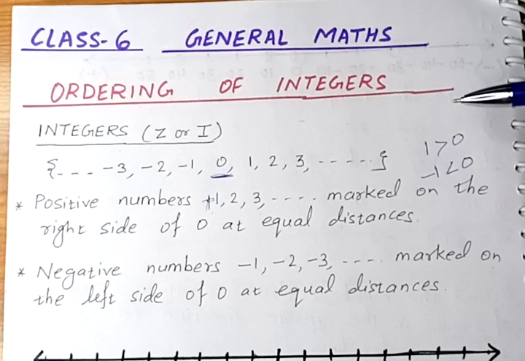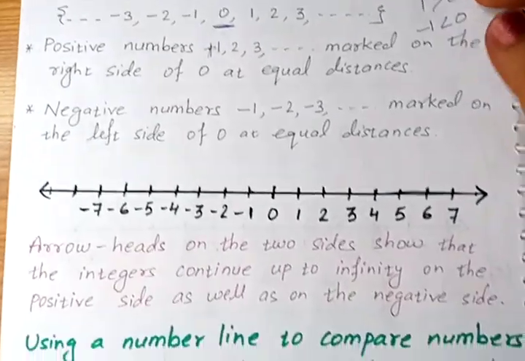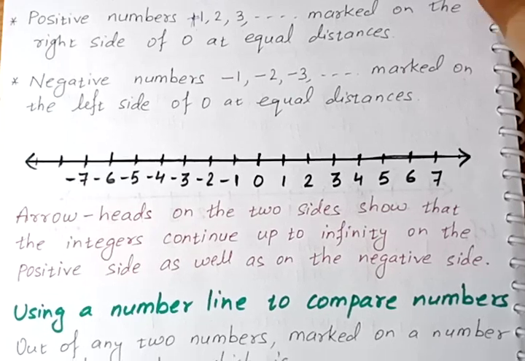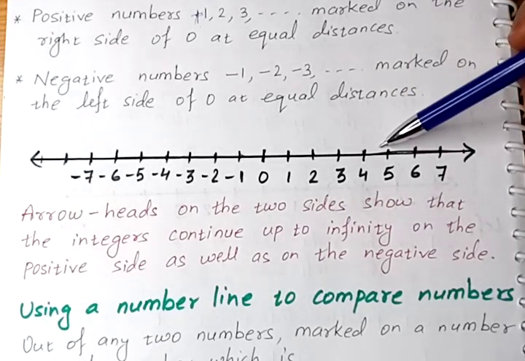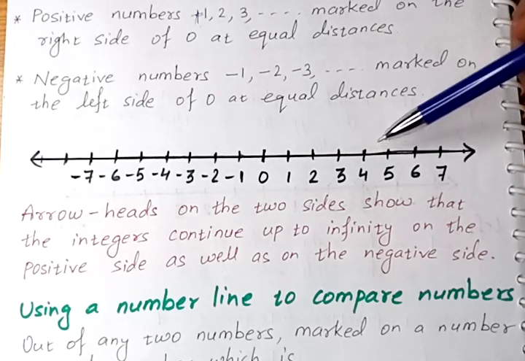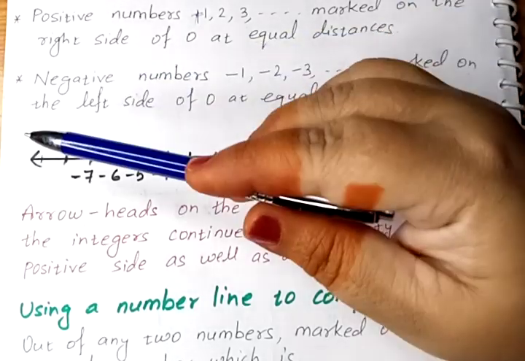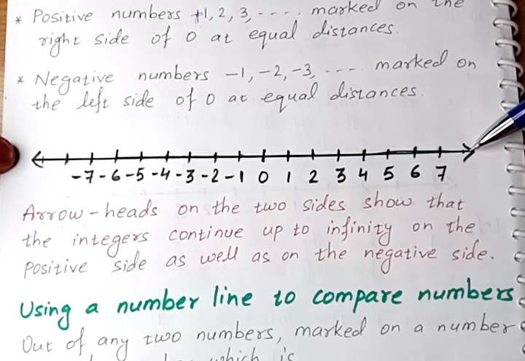Okay children, so next we are going to see the number line. Now see children, you can see this is a number line, a line where numbers are represented. A number line contains arrow marks on both sides. You can see both the left side and the right side have arrow marks. It means what?